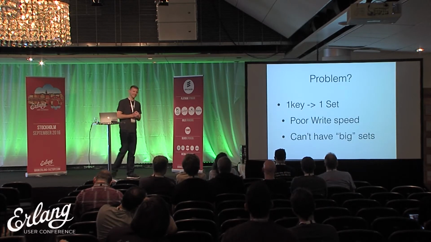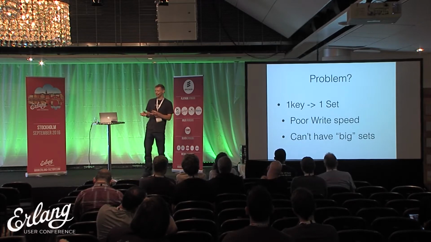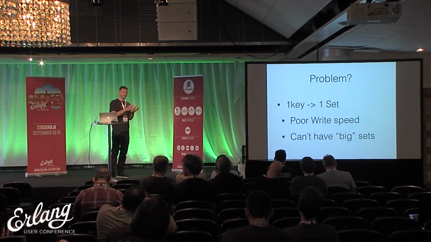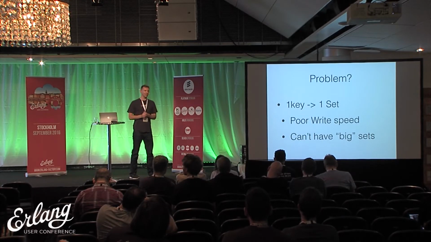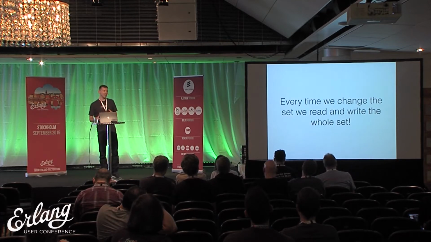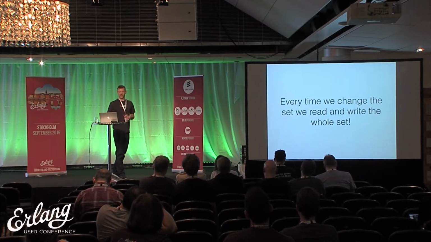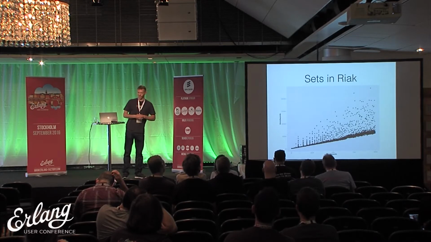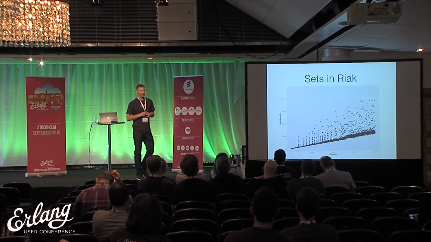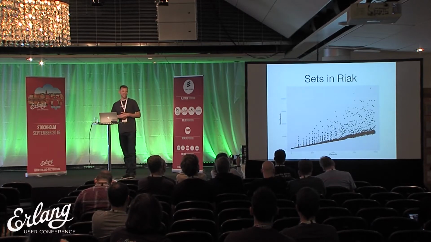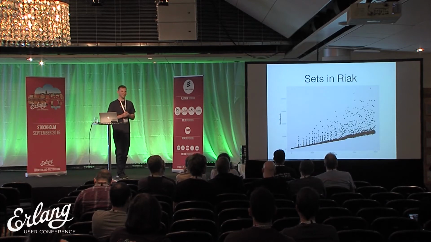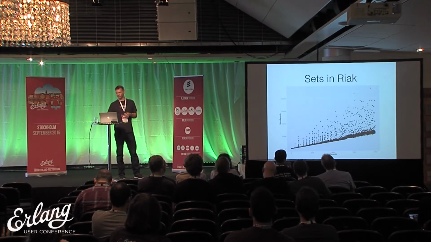Problem? Just a bit. This one key to one set mapping means we've got poor write speed, and hopefully following through you can see obviously where that comes from. In order to change the set, we have to read and write the whole set, and that's expensive. So rather than having an intuition about it, here's a graph. X is cardinality, Y is time. So the bigger the set is, the longer it takes to add an element, and that's not really intuitive. If you've used a set before, that's not how they behave typically, so it's not really good enough.